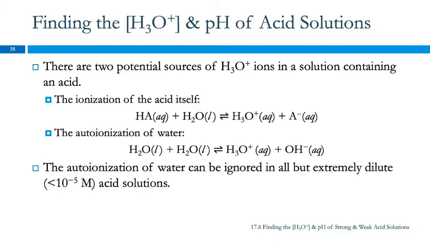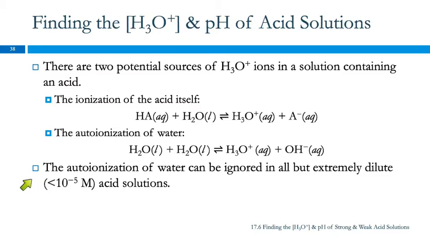So we've been talking about hydronium ion concentration and pH and what that means. Now we're going to look at acid solutions. There are two possible sources of hydronium ions in a solution that contains an acid. The most obvious one is the ionization of the acid itself, right? But we also have the auto-ionization of water. Any aqueous solution is going to have some hydronium ion in it.